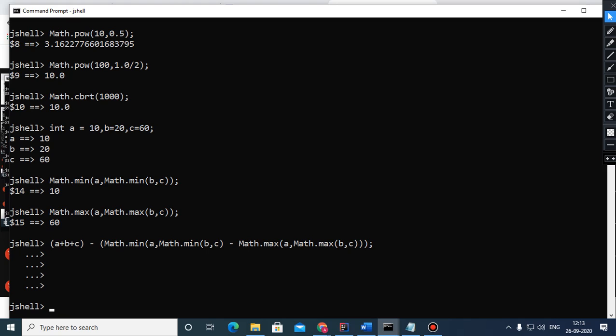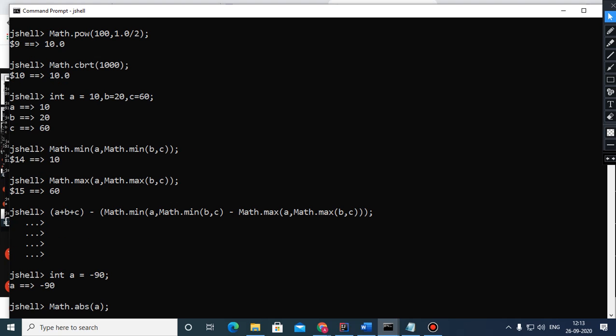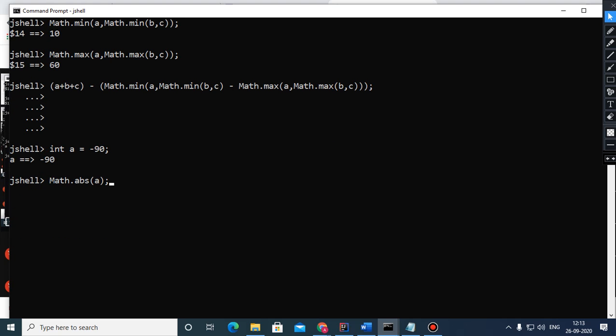Okay, now. So children, math.min, math.max, math.pow, math.sqrt, these functions you people have understood. And suppose any variable a is minus 90, and here I am passing math.abs a. What is the answer? It is for absolute value. Yes, it is positive 90.